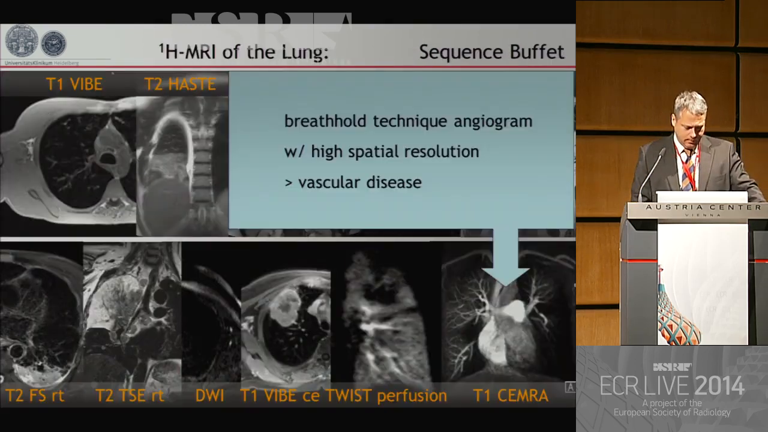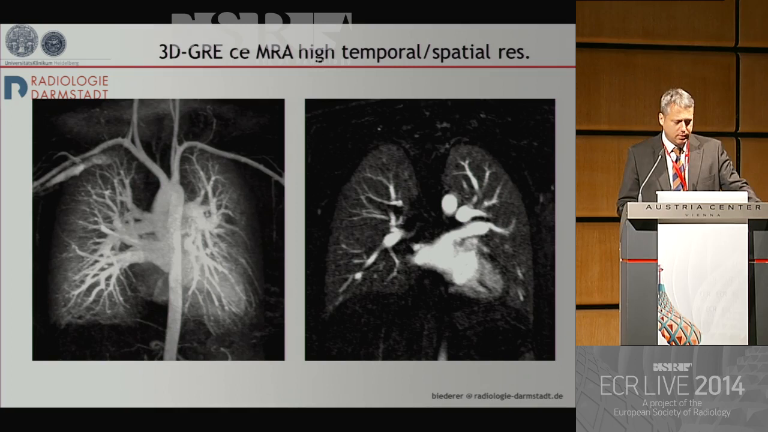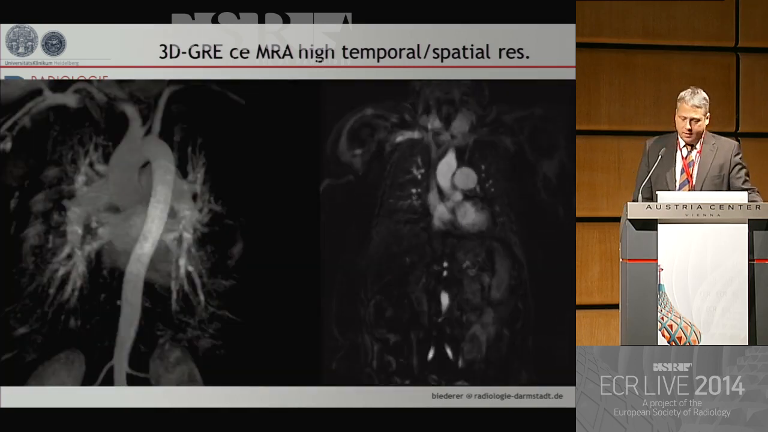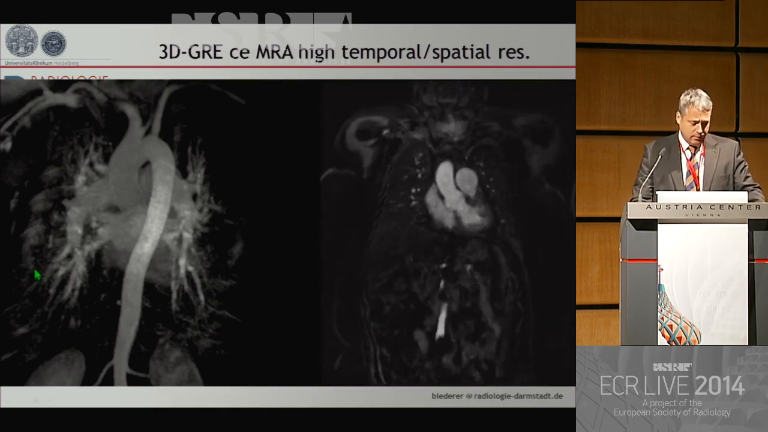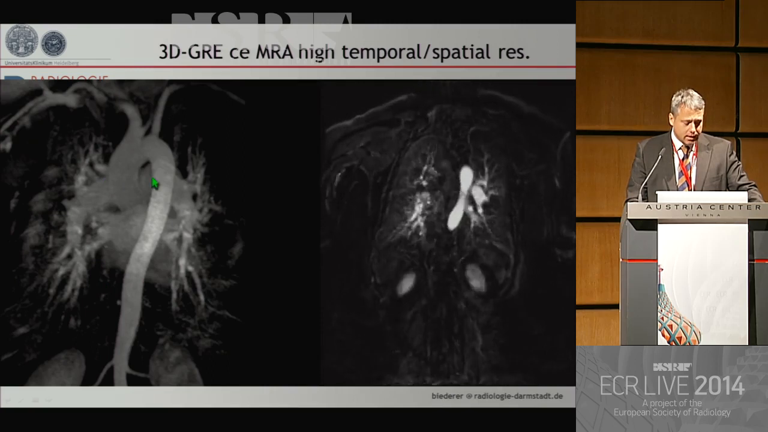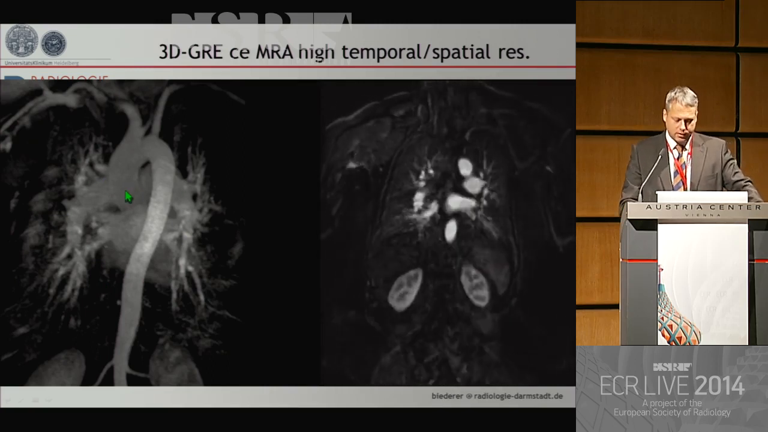Of course, we have to talk about MR angiography. We take this high-resolution, one breath-hold, high spatial resolution angiogram. We have seen beautiful examples already during the previous talks. And this is what would be realistic. Sometimes it turns out not that bad. This is a patient from last week. At least we see the enlarged pulmonary vessels, and of course we can see clots and everything.